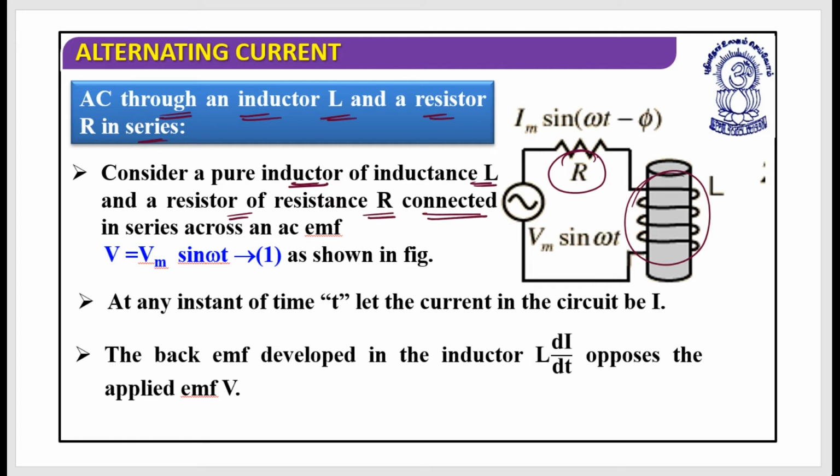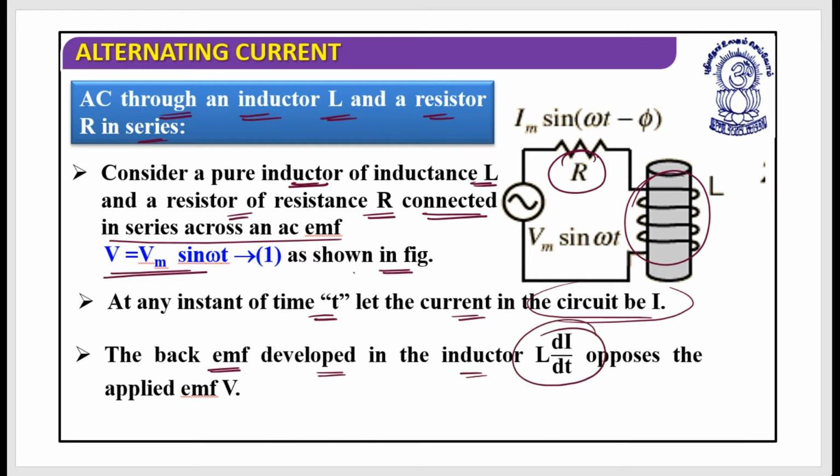They are connected in series across an EMF, and when they are connected in series, I could say V is equal to Vm sine omega t, as shown in the figure. So at any instant of time t, let the current in the circuit be I, and the back EMF developed in the inductor will be equal to L di by dt, which opposes the applied EMF.